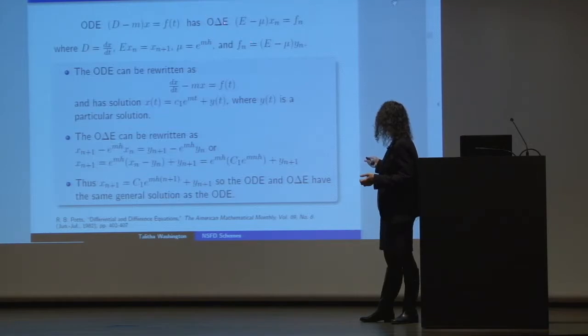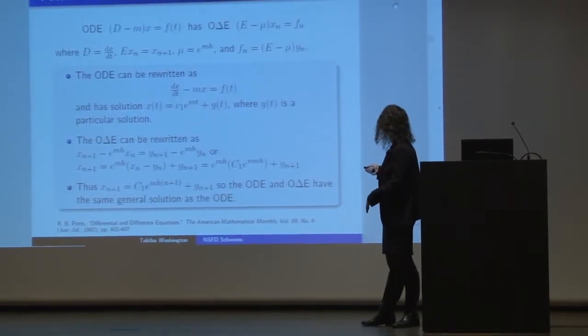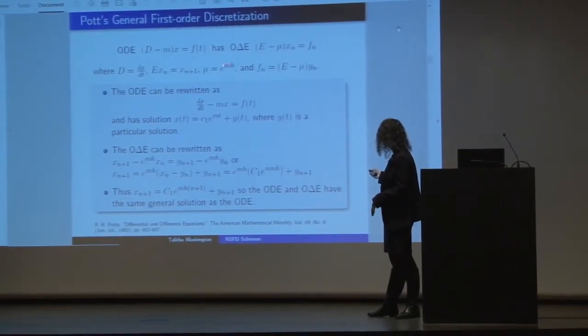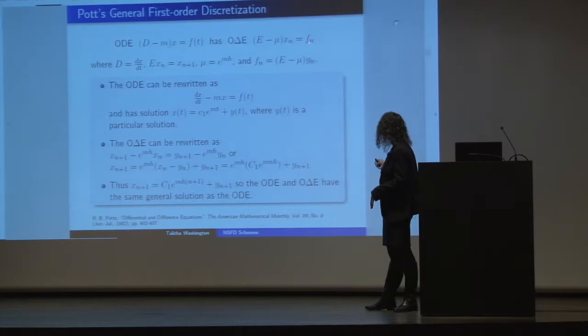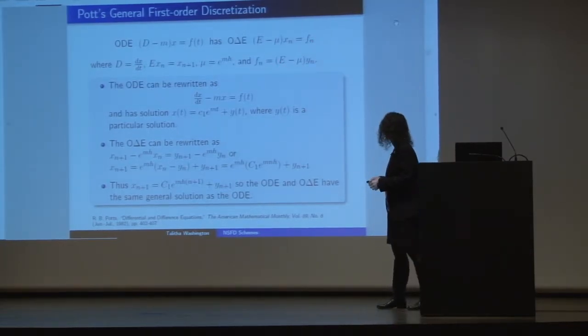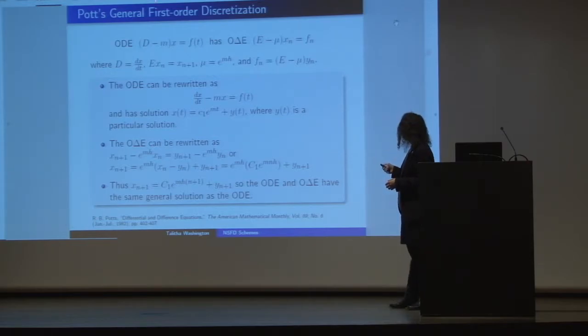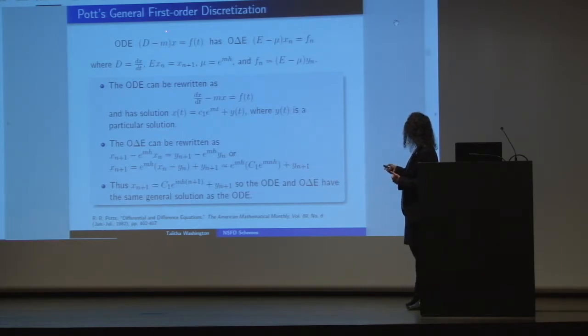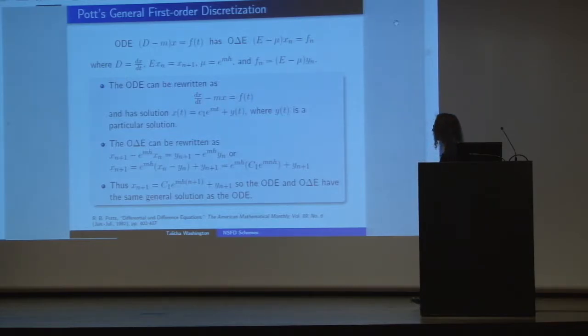Perhaps there's a corresponding ordinary difference equation where you have this operator E. E basically maps x of n to x of n plus 1, minus mu, and this is all applied to x of n, where mu is equal to e to the mh. And that equals f sub n, where f sub n in this case is equal to E minus mu applied to y sub n. Now why are we writing it this way? Because we'll extend it in the next slide. So we can take this ordinary difference equation and rewrite it in the following way: dx dt minus mx is equal to f of t.